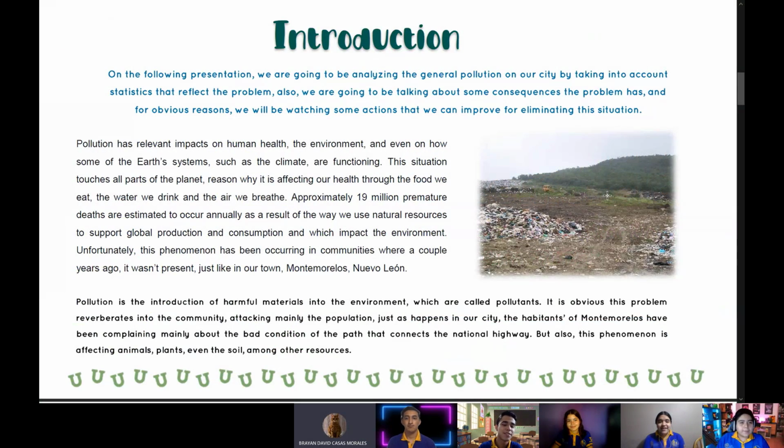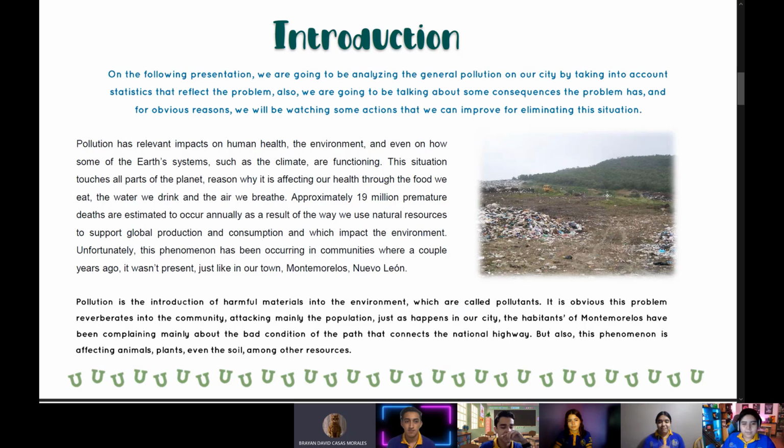Introduction. In the following presentation, we are going to be analyzing the general pollution in our city by taking into account statistics that reflect the problem. Also, we are going to be talking about some consequences the problem has. And for obvious reasons, we will be looking at some actions that we can take to eliminate this situation.